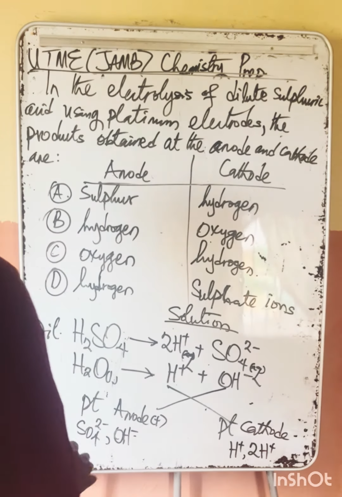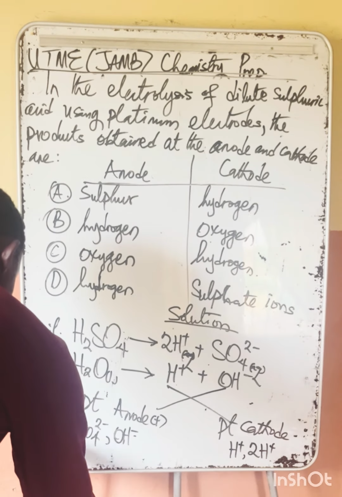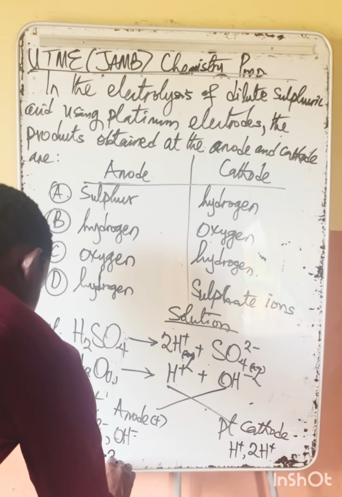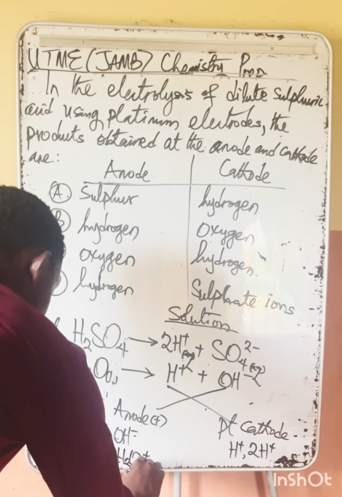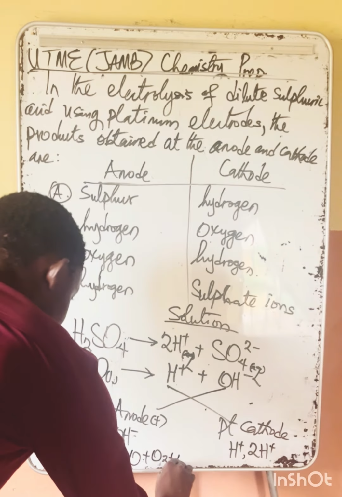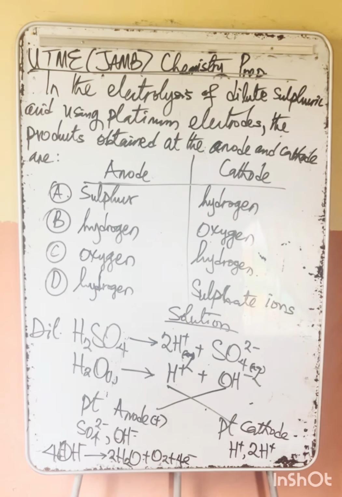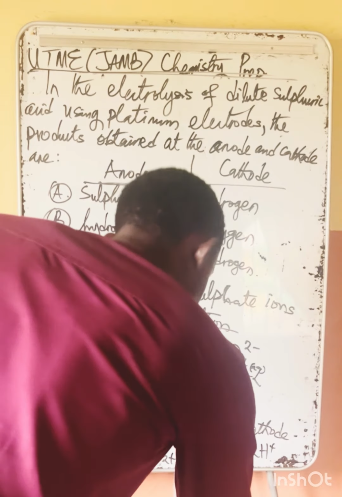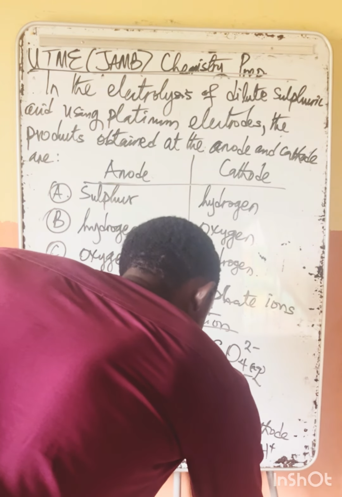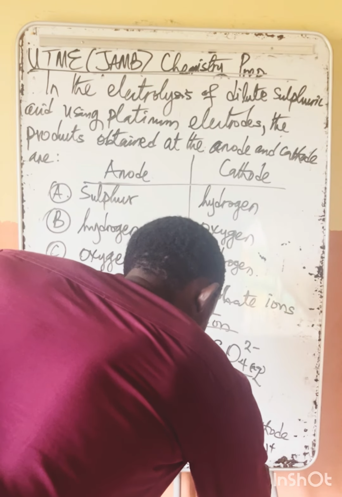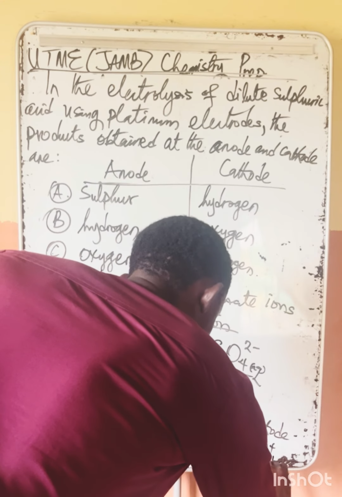So hydroxide ions will be discharged to give us water and oxygen gas, with the loss of 4 moles of electrons. Remember, oxidation occurs at the anode. Then at the cathode, there is no competition here. What will be discharged is the hydrogen ion, to give us hydrogen gas.